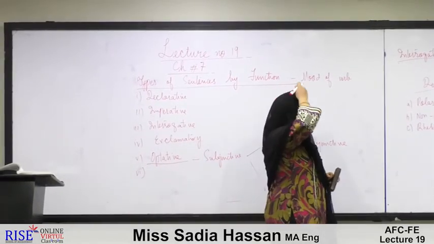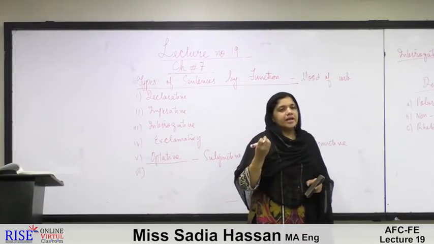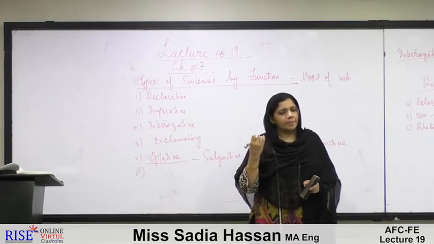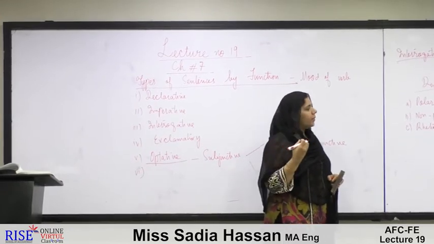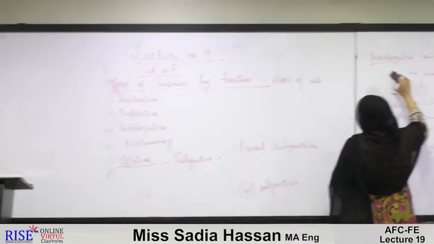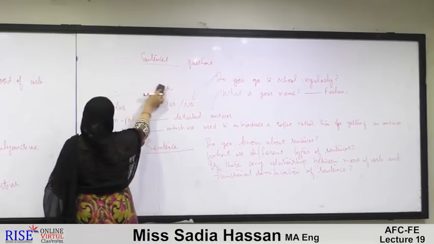Okay, this was all about interrogative sentences. An interrogative sentence is a sentence which raises questions, starts with a helping verb or modal verb and closes with the sign of interrogation. Now we move on to another type of sentence that is called exclamatory.